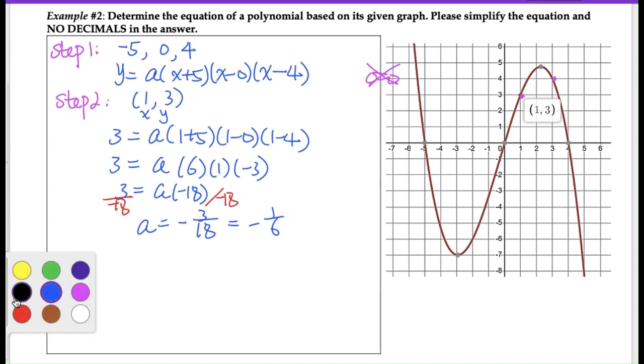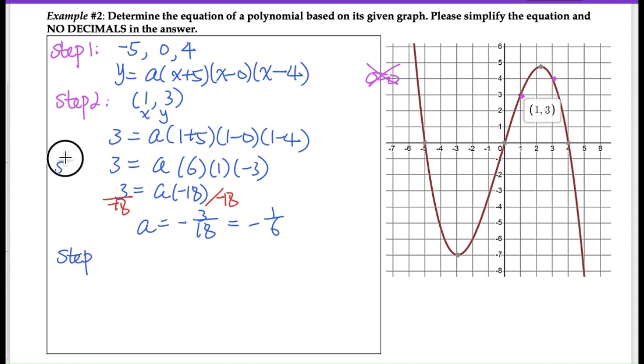But do not forget, you still need to write down the final equation. This is more like step 3. We already solved the equation, right? So step 4, we need to write down the final answer. But this time, we're going to make sure the a is replaced with the actual value here, -1 over 6.